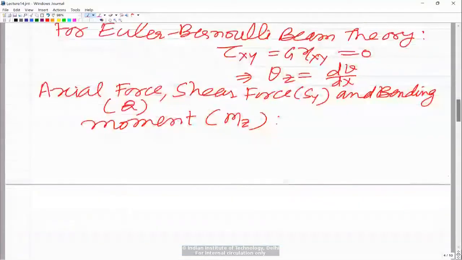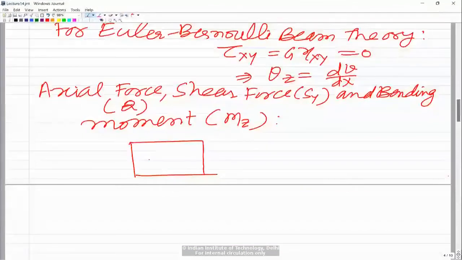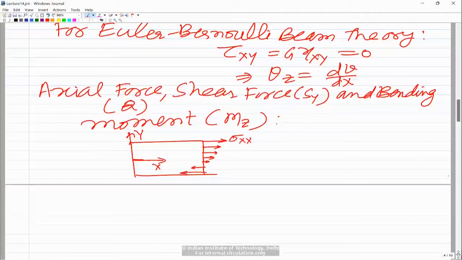So if you take a beam, I am assuming that the deformations are small, so the deformed and undeformed configurations are nearly the same. So this is x and this is y. If you look at the stress distribution, one is sigma xx. Sigma xx is a function of y, and because you have axial load also, it may not be 0 at y equal to 0. So the distribution may be something like this. This is the distribution of sigma xx, that is how this normal stress is going to be there.